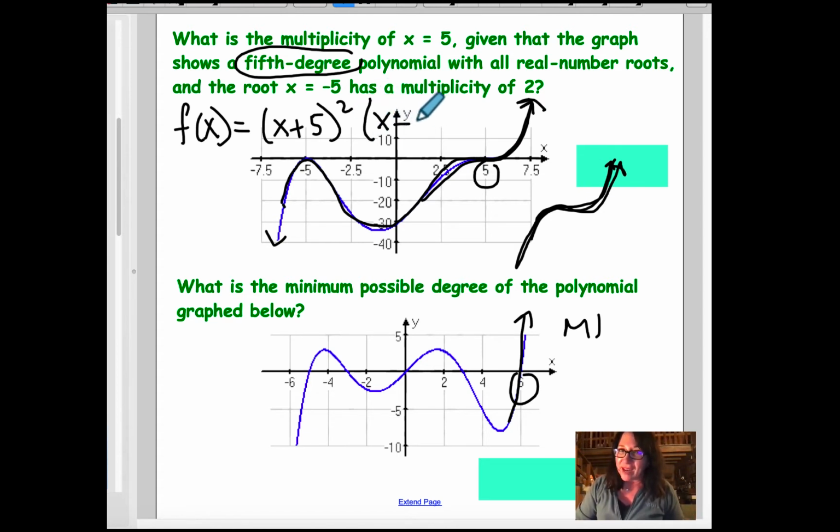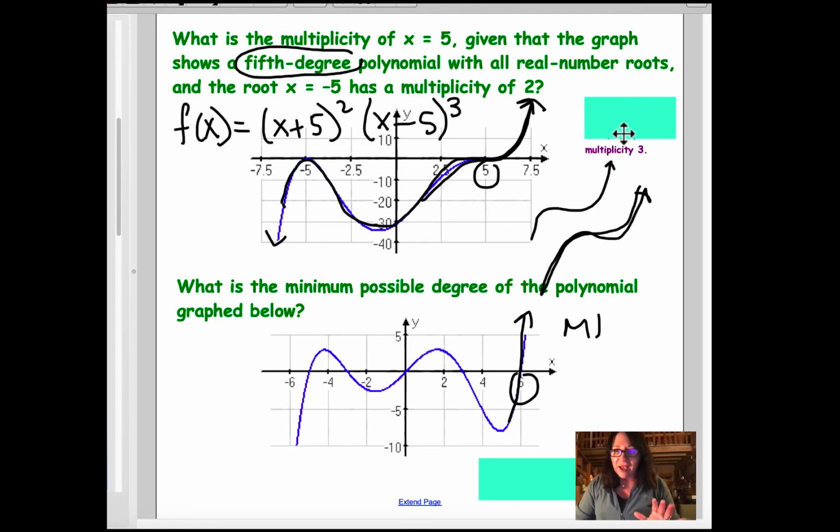that if I said x minus 5, this should be to the third power because 3 plus 2 is 5. And so therefore, we see that x equals 5 has a multiplicity of 3. Remember, it's got that little curve there like a cubic. That's what I'm talking about.